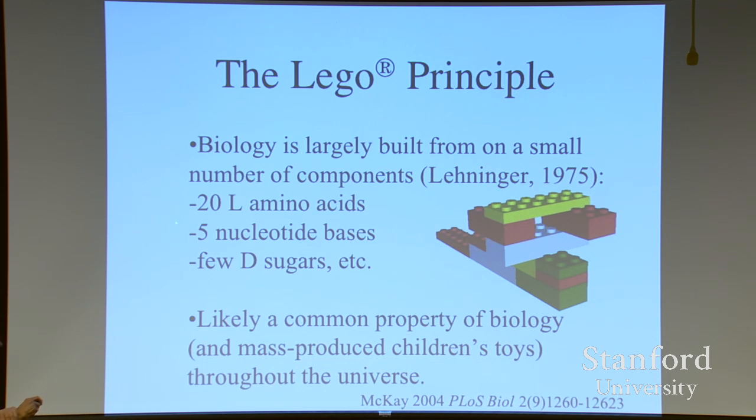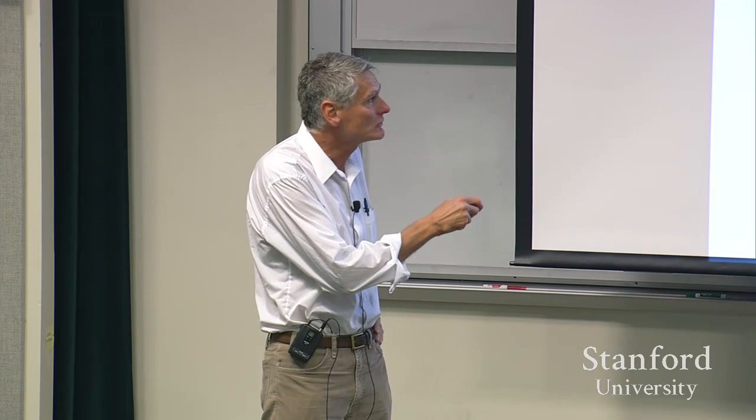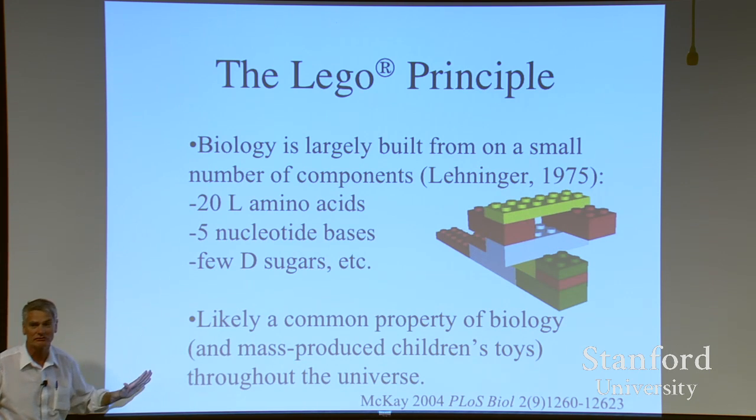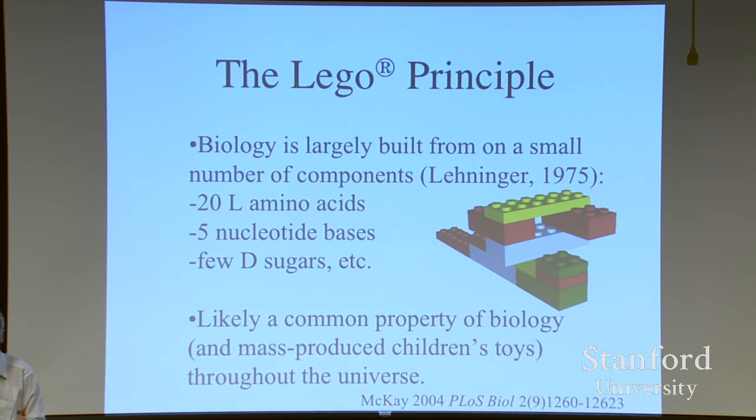And the large structural information-containing polymers of biology are the proteins, which are made out of 20 left-handed amino acids, DNA and RNA made out of nucleotide bases, a handful of them, and polysaccharides made out of sugars. Those are the Lego blocks of life on Earth. And I've argued that this is likely a common property of biology, as well as mass-produced children's toys, throughout the universe, for reasons of efficiency and economy and selectability. This is likely to be a property.